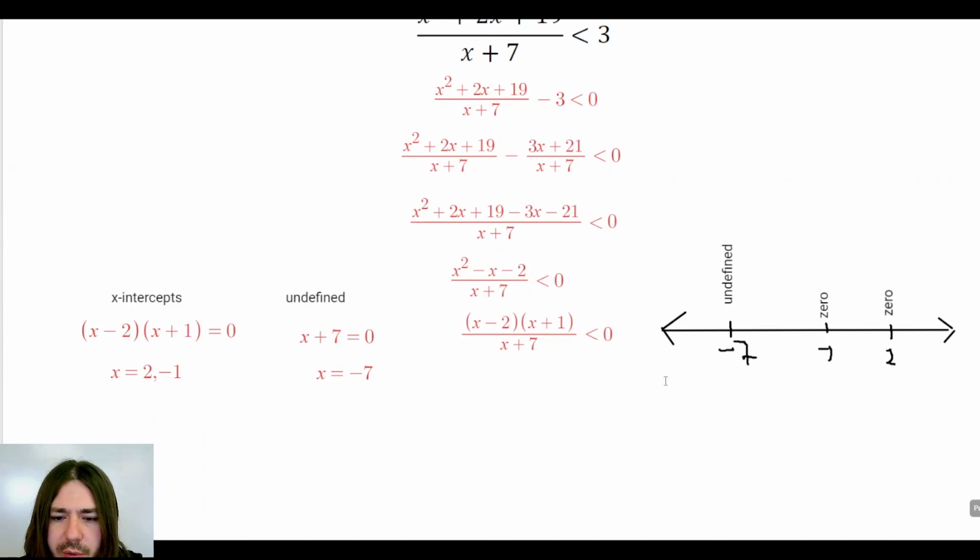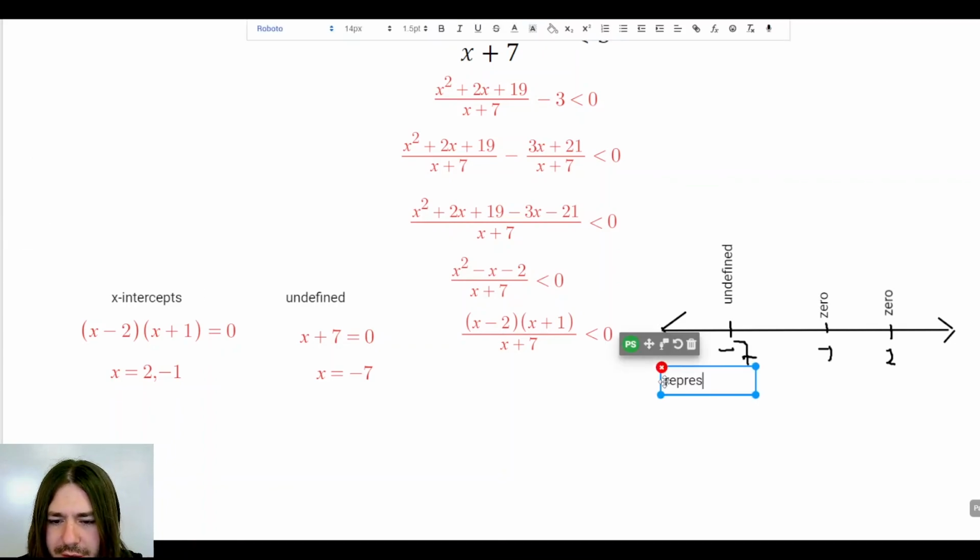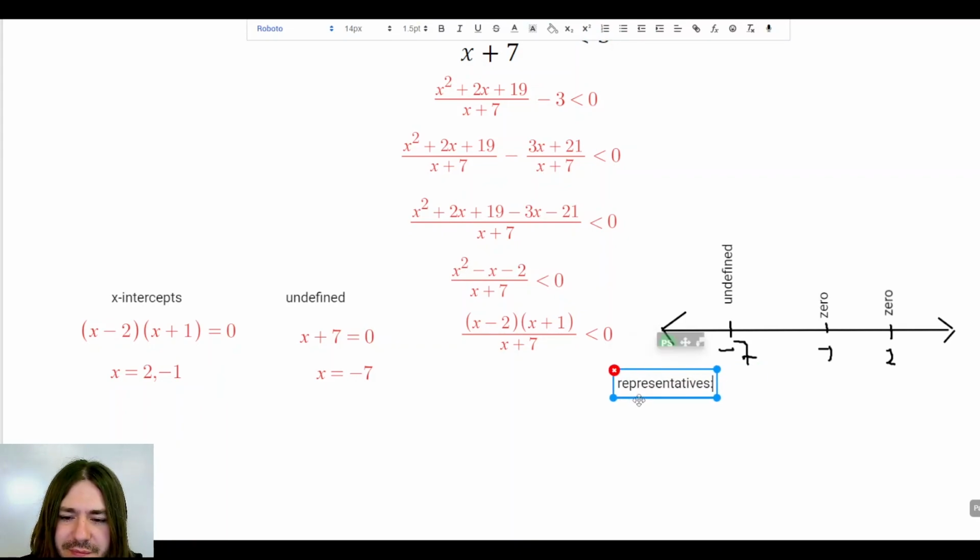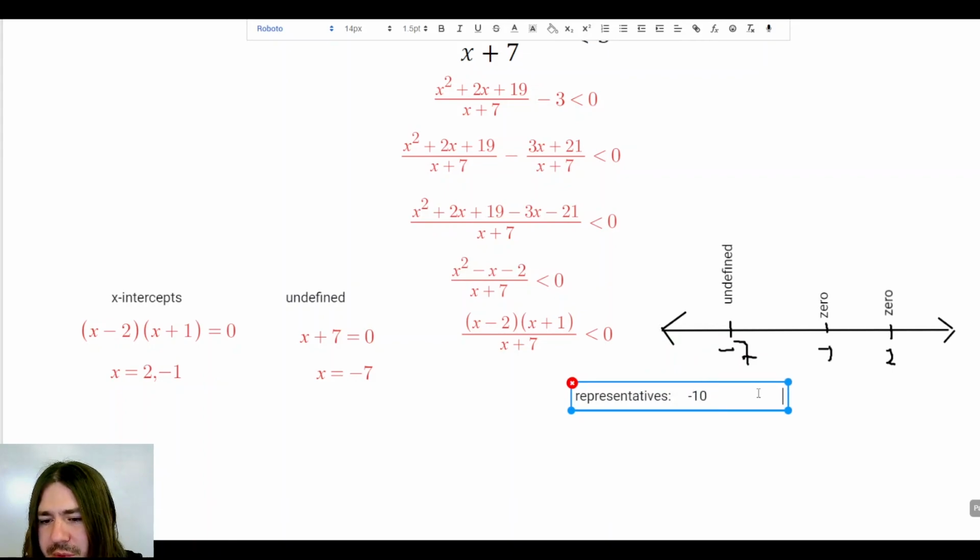Okay, so let's start plugging some representatives in here. I think I'm going to go with the tried and true negative 10. I'm going to use a number between negative 7 and negative 1. How about we go with negative 5? And then between negative 1 and 2, I'll go with 0. And then after 2, I'll go with 10.